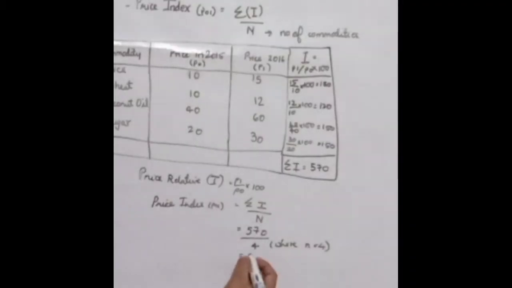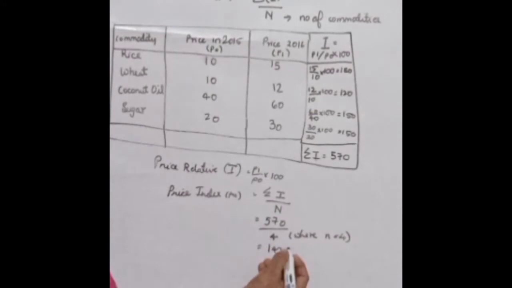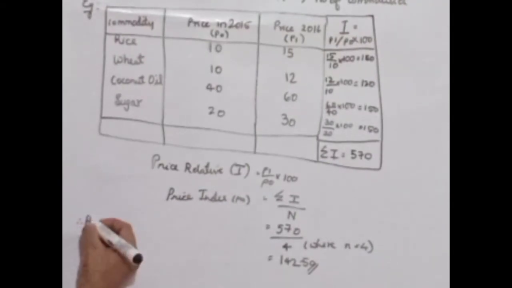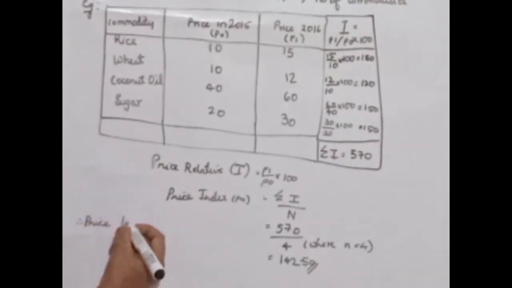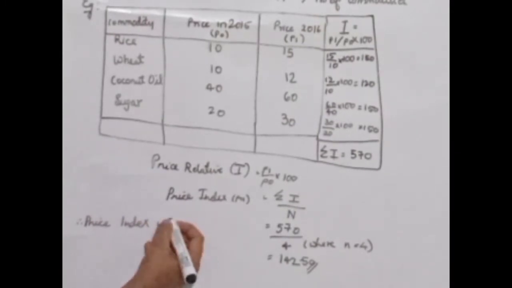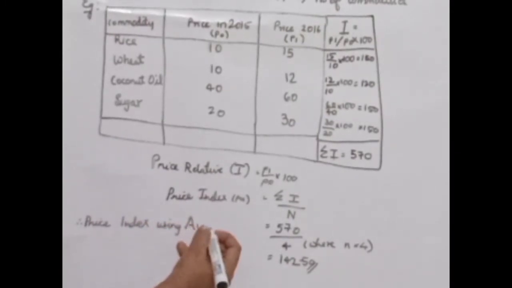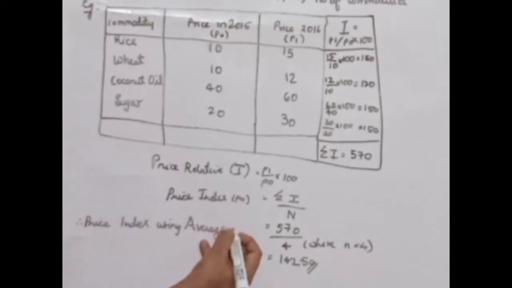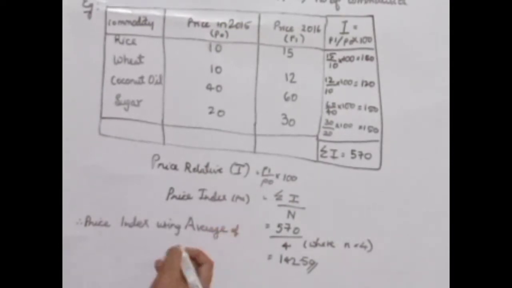So the value is 142.50. So this is the answer of the price index using the average of relative method.